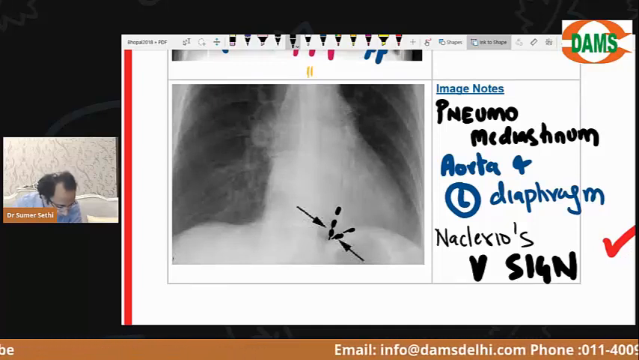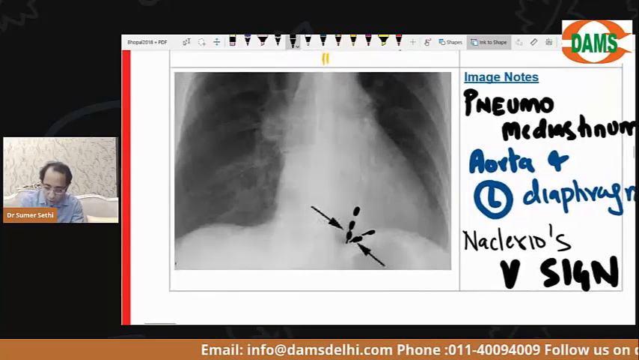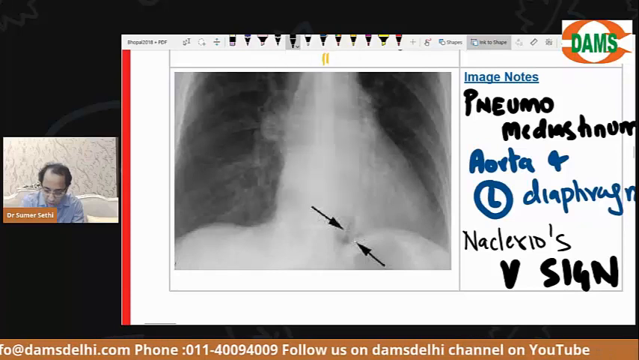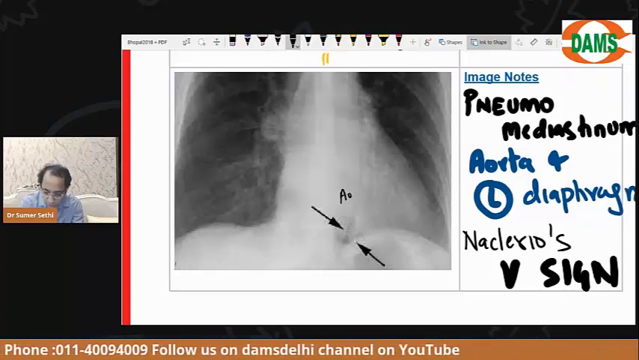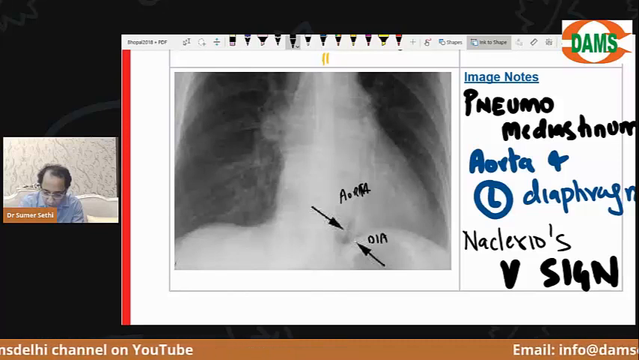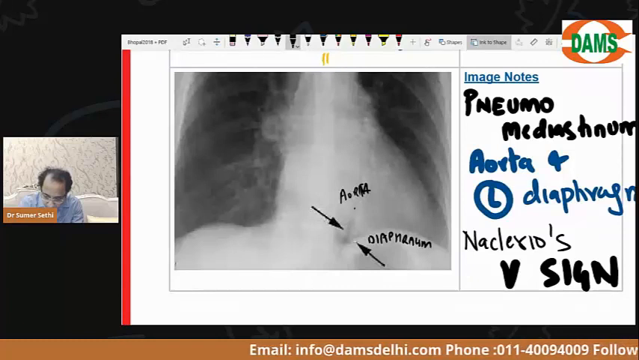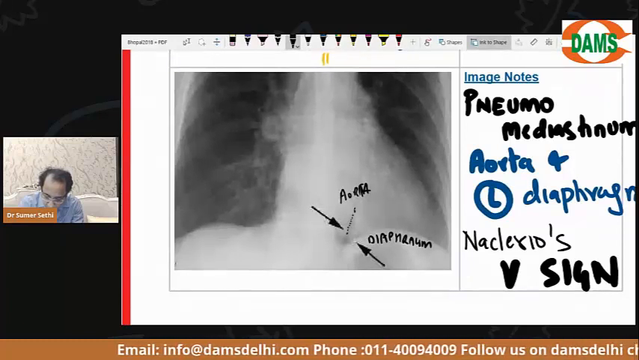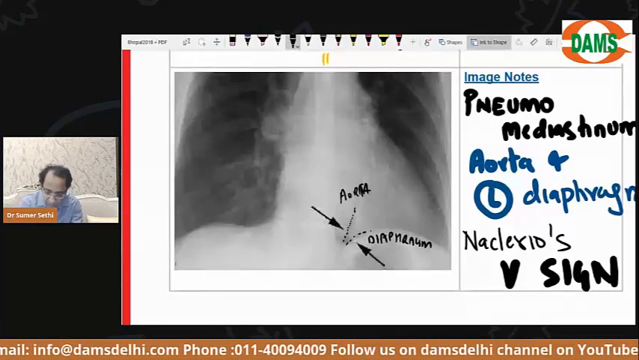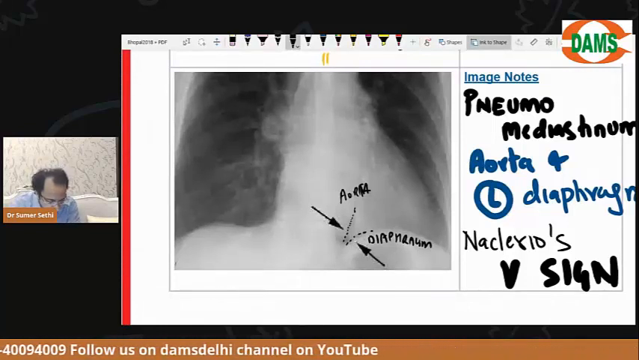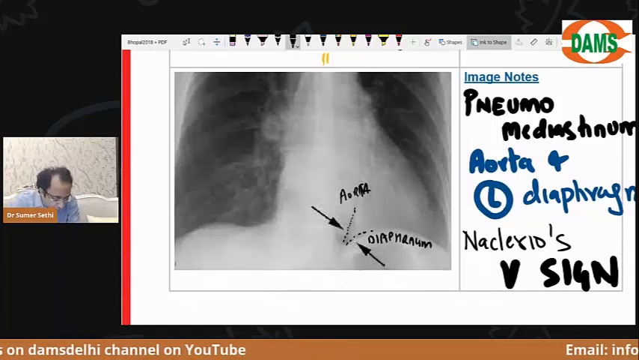Okay, are you clear? Let me explain to you. This is where you have the descending aorta, and this is where you have the diaphragm. So the air is actually outlining the border of the descending aorta and the left diaphragm. That is why it is forming a V. This is called the Naclerio V sign.